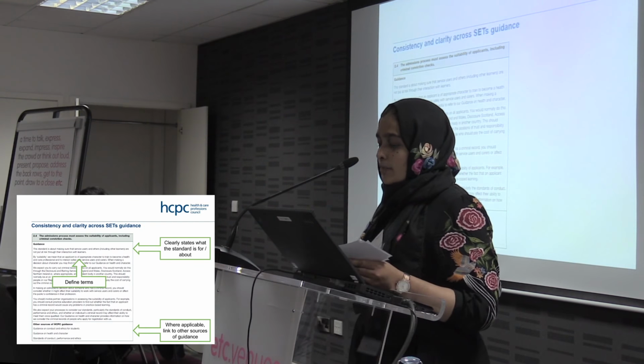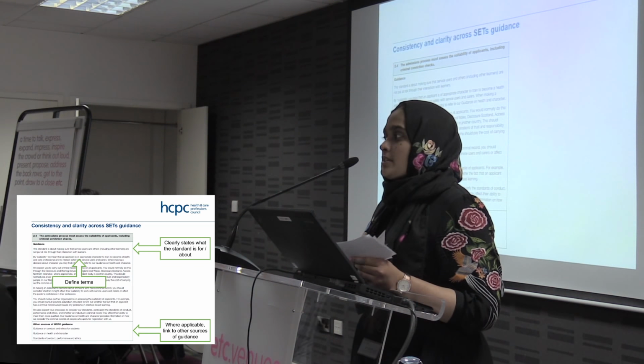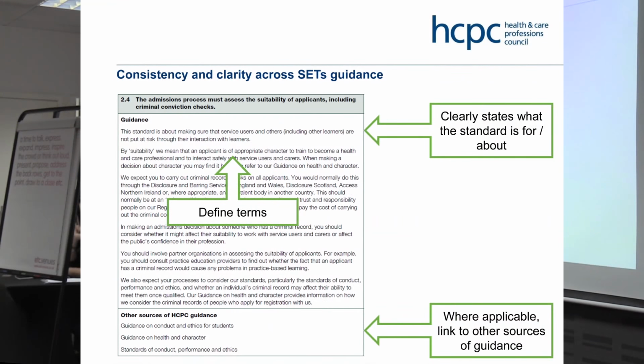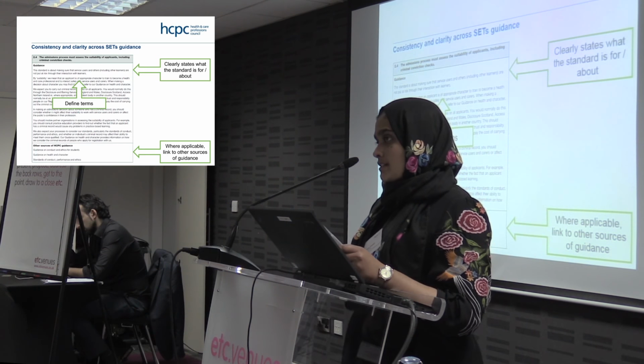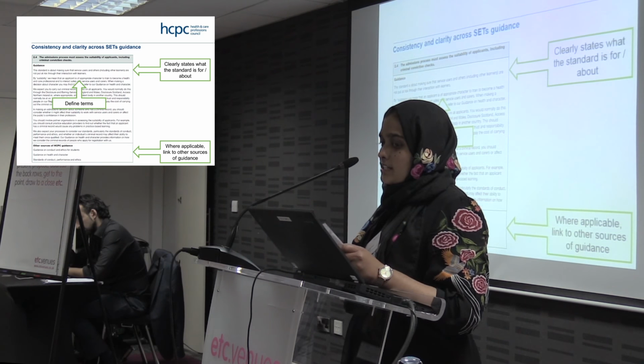So on your tables, there is a copy of the Standards of Education and Training. Can everybody please turn to page 12? So as you read through the sets, you will notice that each standard now follows a particular structure to provide consistency and clarity throughout the guidance. At the top, it clearly states what the standard is for and about. Throughout the guidance, we have defined terms that may be unfamiliar to you. And at the bottom, we have linked back to other sources of guidance, where applicable. Now, if you turn to the back of the set's guidance, you will notice that there is a glossary which gives you a full list of definitions mentioned throughout the sets. And in your packs, you will also find a glossary that has been produced for this session.